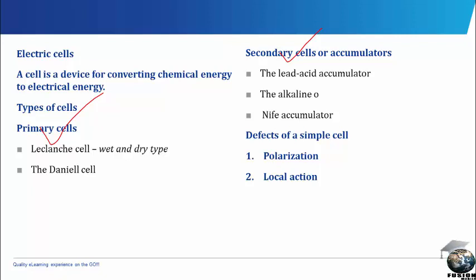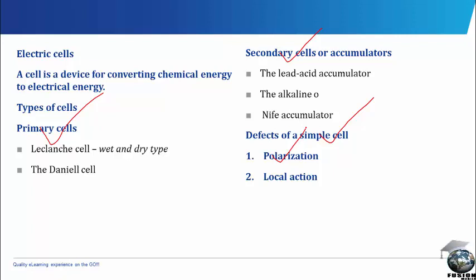Then we come over to defects of a simple cell. There are 2 major defects of a simple cell. One is polarization. This is due to the production of hydrogen gas bubbles around the copper plate of the cell. This is due to the reaction of zinc and dilute tetraoxosulfate 6 acid. This reaction sets up a back electromotive force which reduces the current in the external circuit.